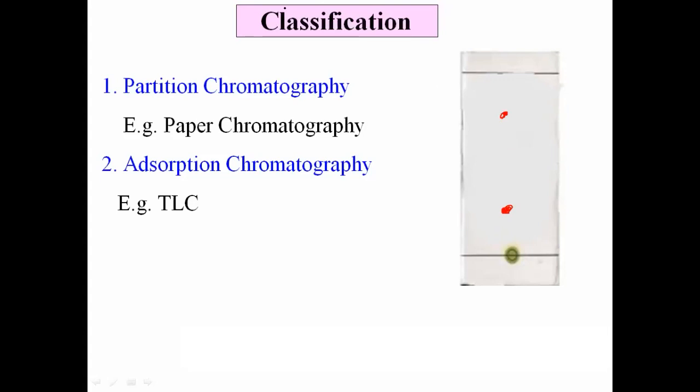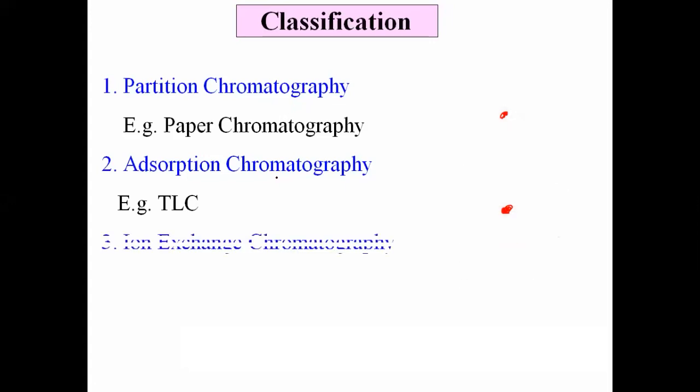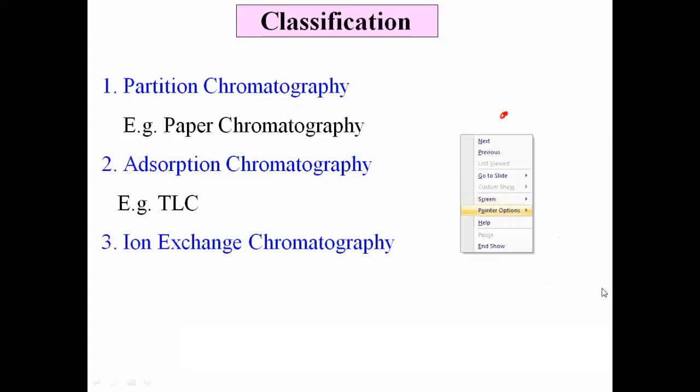In partition chromatography, why are the components separated? Due to difference in their solubility. Means the force operating for the separation is the solubility. Here the force operating for the separation is the adsorption ability. Now let us see the third one. Let us look at the next type, and the next one is the ion exchange chromatography.